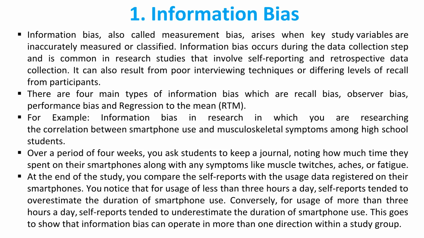At the end of the study, you compare the self-reports with the usage data registered on their smartphones. You notice that for usage of less than 3 hours a day, self-reports tended to overestimate the duration of smartphone use. Conversely, for usage of more than 3 hours a day, self-reports tended to underestimate the duration of smartphone use. This goes to show that information bias can operate in more than one direction within a study group.